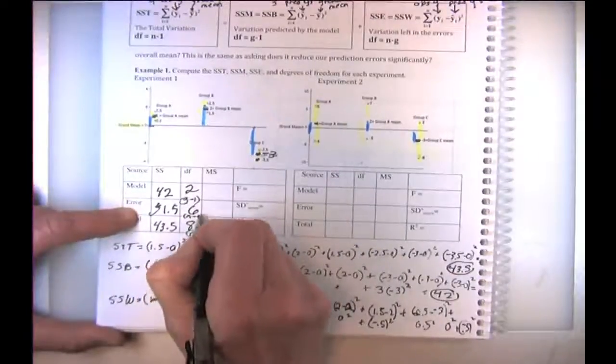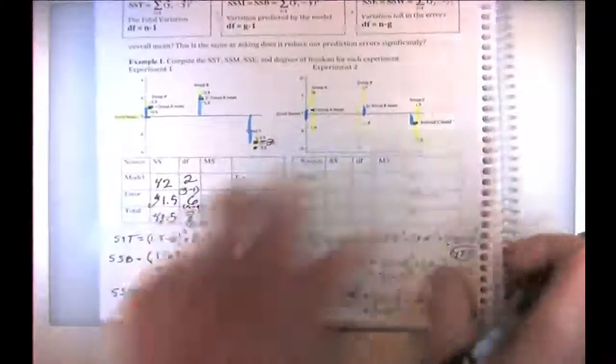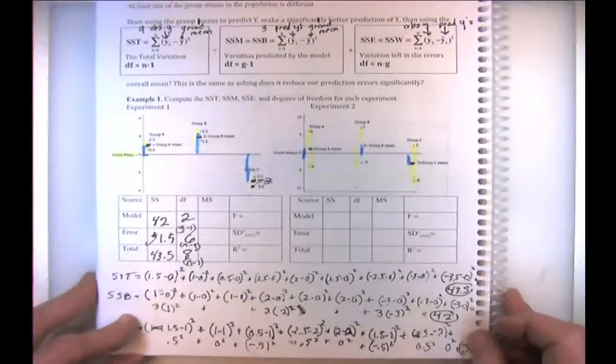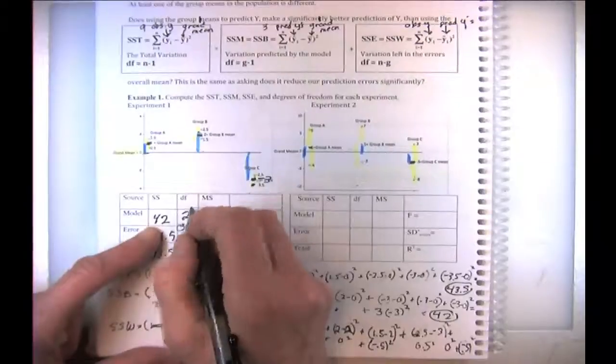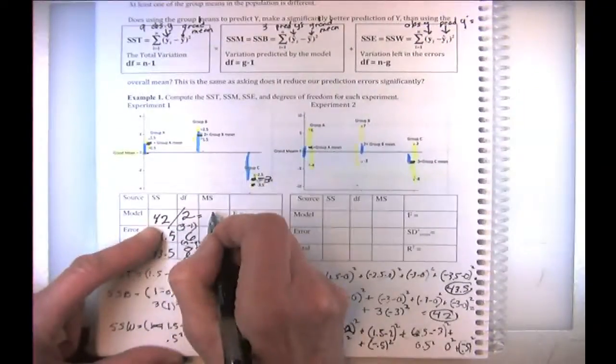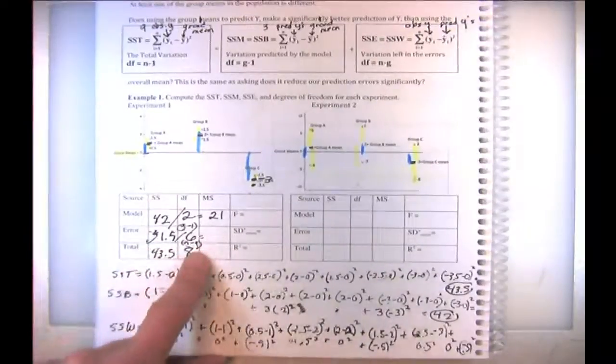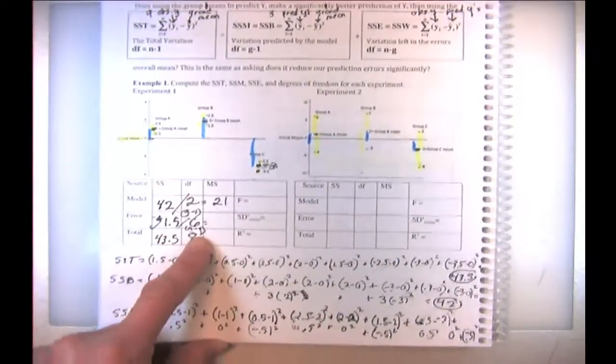Now we do the usual thing. Don't worry if you don't follow, you have it all right here. This is all we're doing, so it's all spelled out there. All right, so now we want the mean square, so we're just going to say 42 divided by 2, and that's equal to 21. We're going to say 1.5 divided by 6, we're just dividing by its degrees of freedom, so that's 0.25.